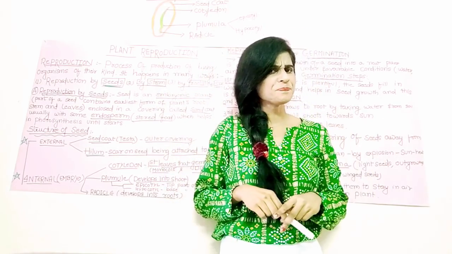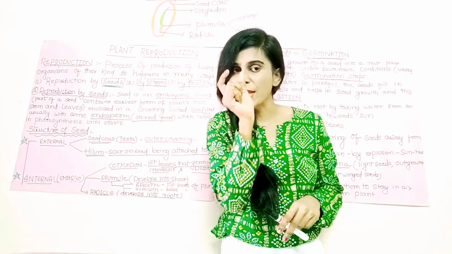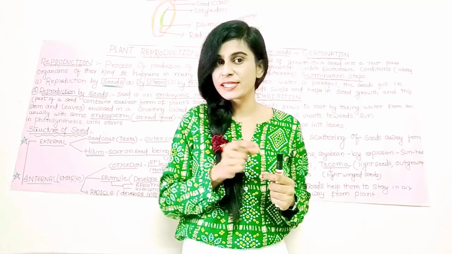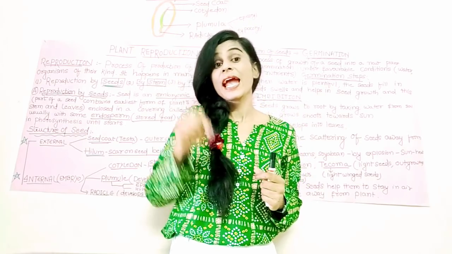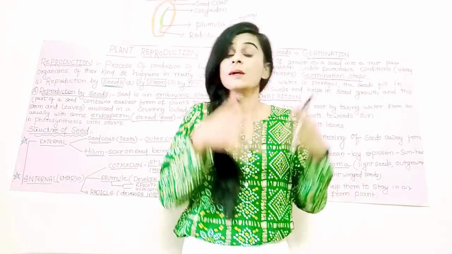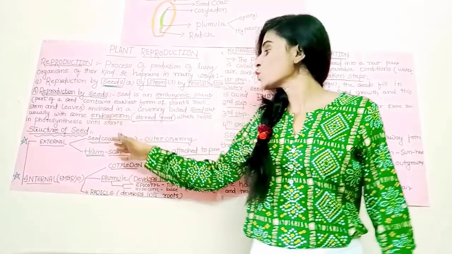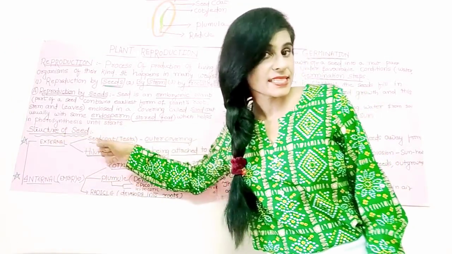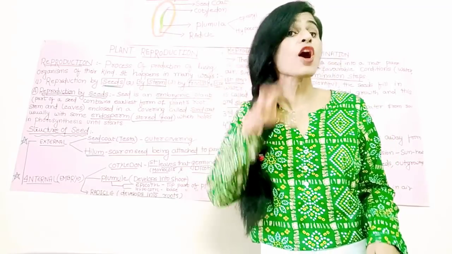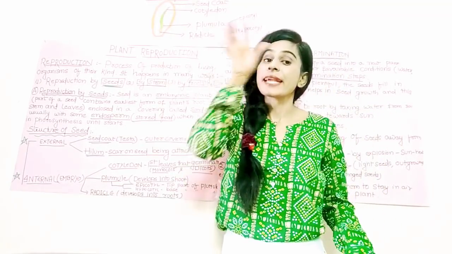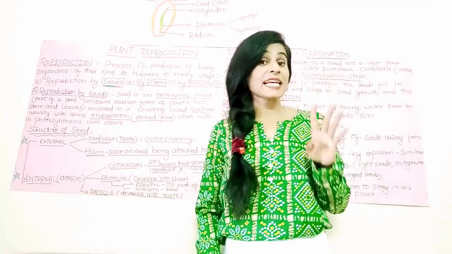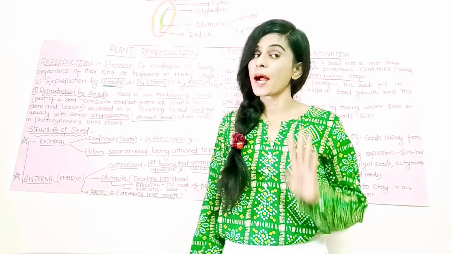H-I-L-U-M. What is hilum? A scar. You might have observed it in the seeds. You just go and check whether some scars are present or not. That scar denotes that it has an attachment with the parent plant. Internal means inside of the seed, which we call the embryo, and it has three important parts.